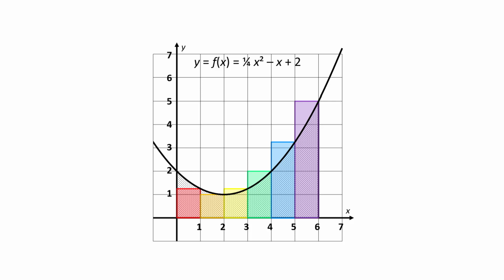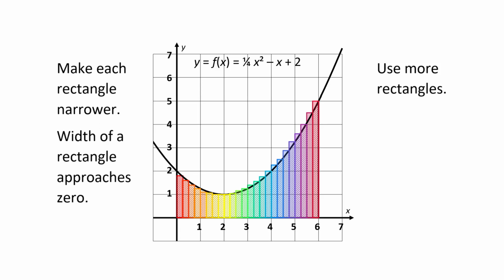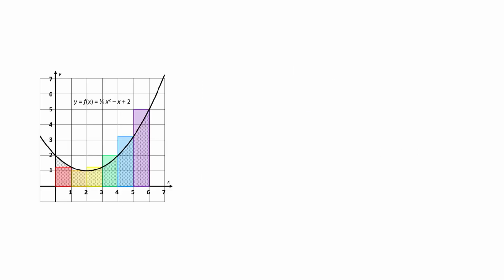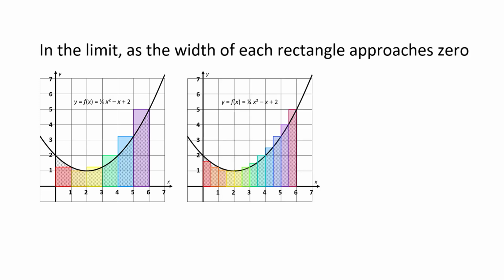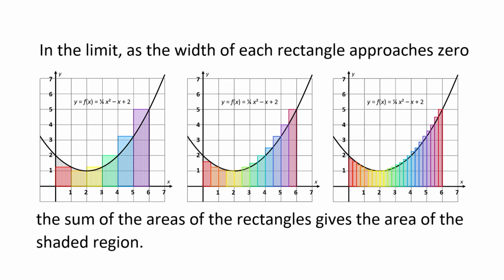Now look at what happens if we make the rectangles narrower and use more of them. As the rectangles become narrower, they follow the curve more closely. In the limit, as the width of each rectangle approaches 0, so that the number of rectangles approaches infinity, the rectangles follow the curve perfectly. In the limit, as the width of a rectangle approaches 0, the sum of the areas of all the rectangles is exactly equal to the area under the curve.